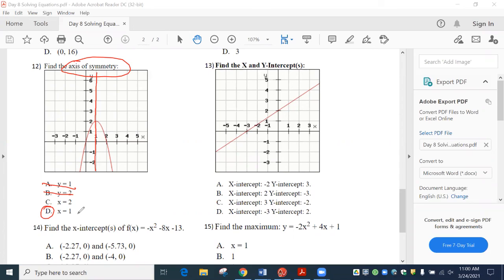So super easy question. Number 13, x and y intercepts. Where does it touch the x-axis? -3. That doesn't say -3. Nope. The answer looks like it should be D. Is the y-intercept 2? Yep, y-intercept right there. The x-intercept is where it touches the x-axis, y-intercept where it touches the y-axis.